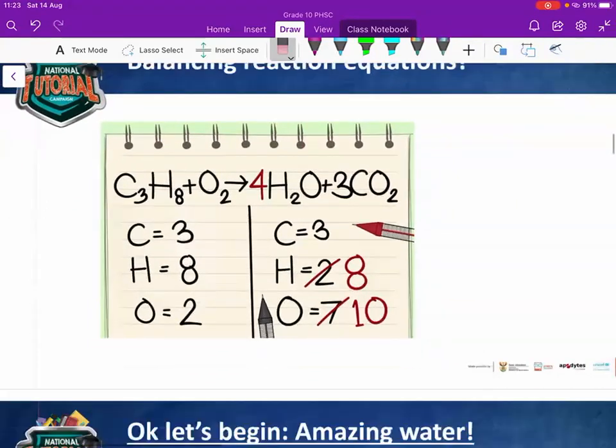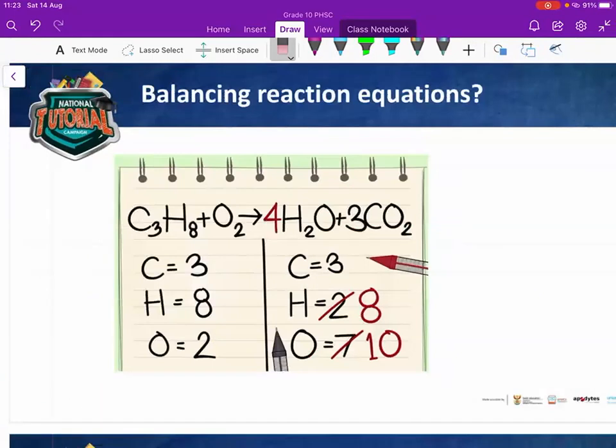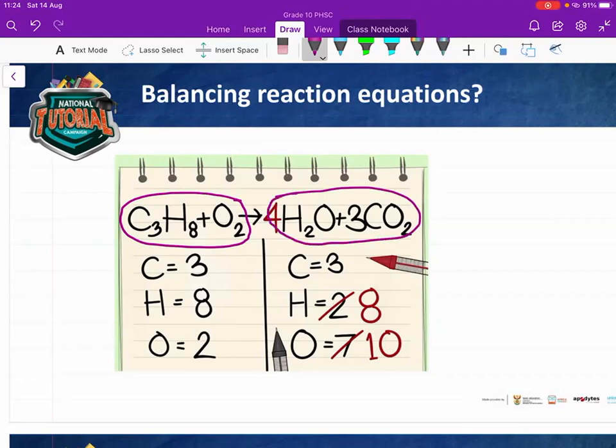And then, of course, the last skill is balancing reaction equations. So we write a reaction equation whenever there's a chemical reaction. As you know, on the left-hand side of the reaction, we call them the reactants because they are reacting. And then on the right-hand side, the reactants react to form the products. And we get the product. So that's the language that we use, okay?